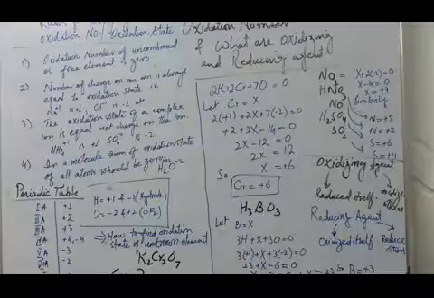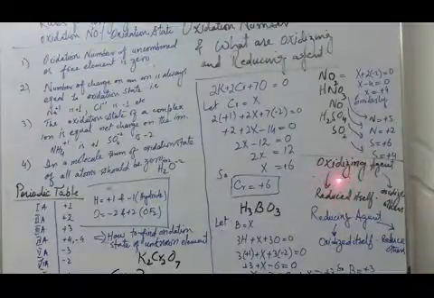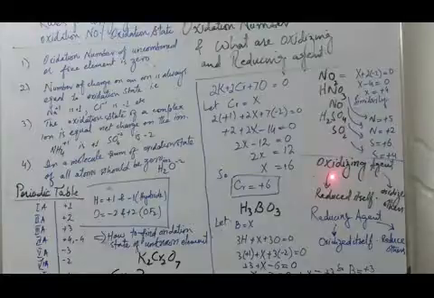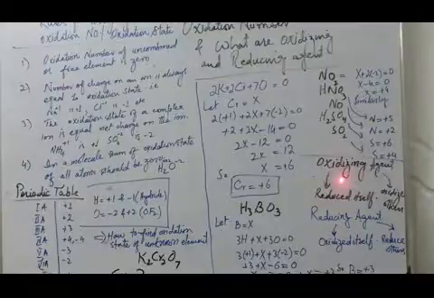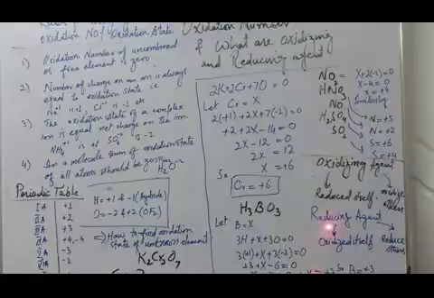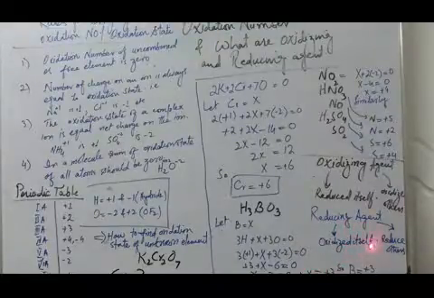Now come to the oxidizing agent and reducing agent. Oxidizing agents are those chemical species, which could be a reactant in the chemical equation, that reduce themselves but oxidize others. Whereas reducing agents are those which oxidize themselves and reduce others.